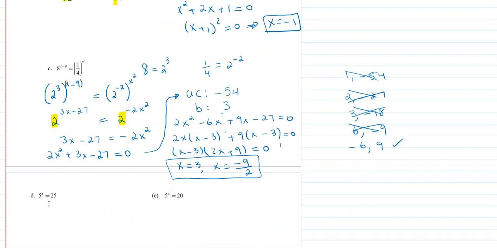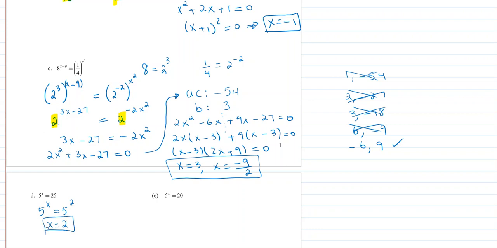Let's look at these next two equations and compare them together. So we have 5 to the x equals 25. On the left-hand side, we have 5 to the x. X is in the exponent, so of course this is an exponential function. I can make the bases match here. I'll just write 25 as 5 squared. And now I can just set the powers equal to each other.